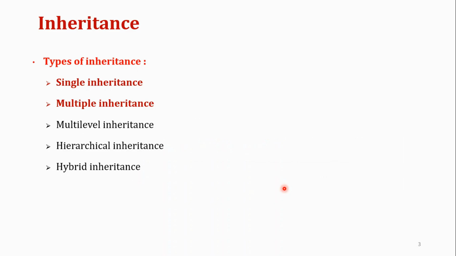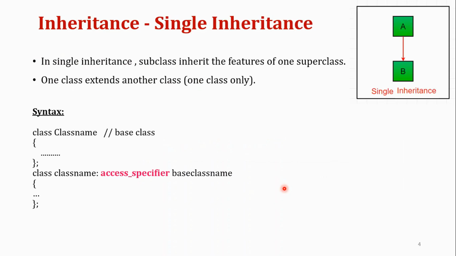Let us start with single inheritance. In single inheritance, we have one base class and one subclass, or one superclass and one subclass. The class extends only the other class. The base class is this one and the derived class is this one. Then comes a colon, the access specifier, the mode in which you're inheriting, public, private or protected, and the base class name. While inheriting, there's no need to insert the class keyword here, only give the class name. You use the class keyword only while defining the class.